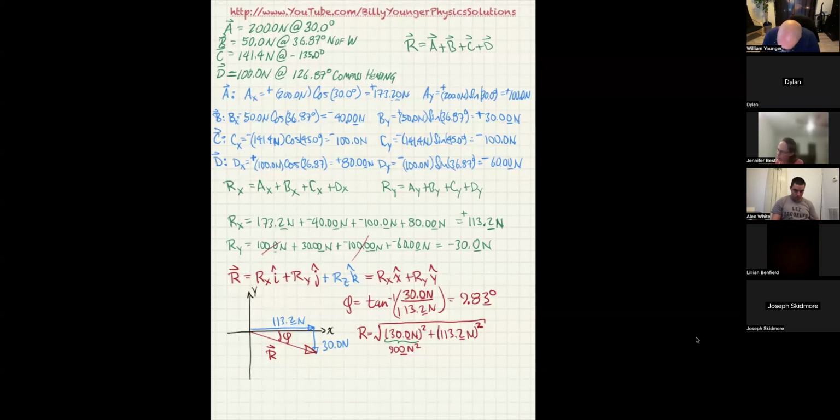Similarly, I'm going to do 113.2 and square that. And that gives me 12814.24 newtons squared. But this one only has 3 sig figs, so that means the 1, the 4, the 2, and the 4 are not sig figs. That means the hundreds place is the last significant digit. Okay. So now I'm going to take the square root of 900 plus 12814.24, and I get the answer is 117.107.